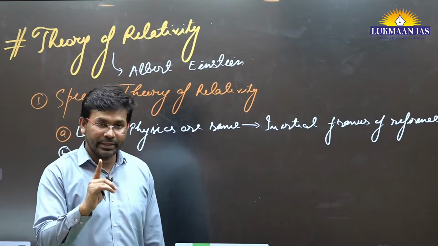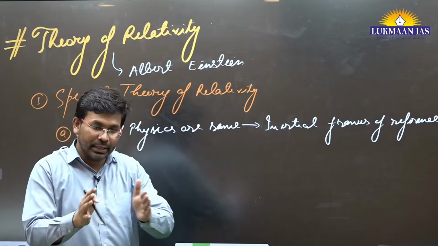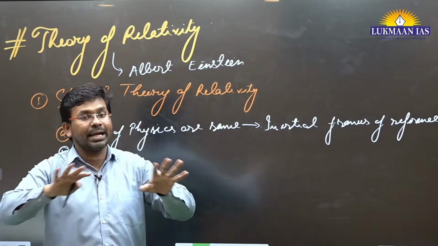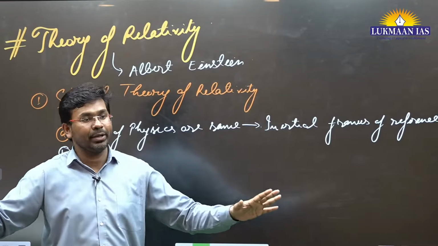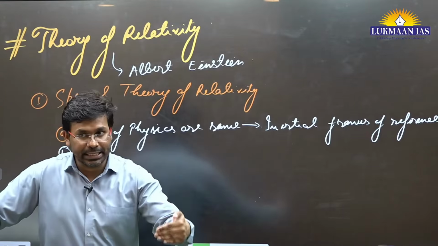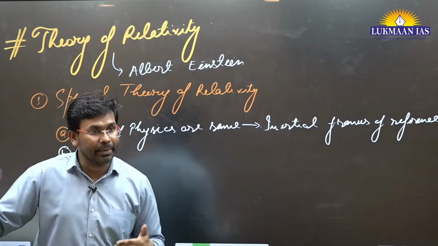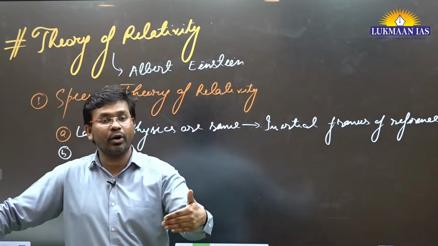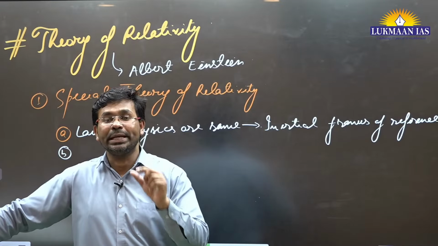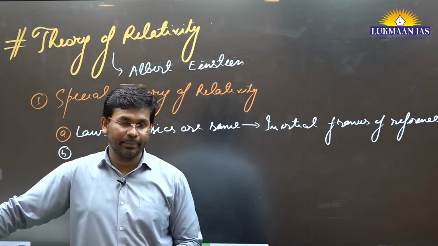Inertial frames of reference are those frames where the observer and the source are either at rest, or one of them is moving at a constant speed or velocity, or both of them are moving at constant speed or velocity with respect to one another. They are considered to be inertial frames of reference.